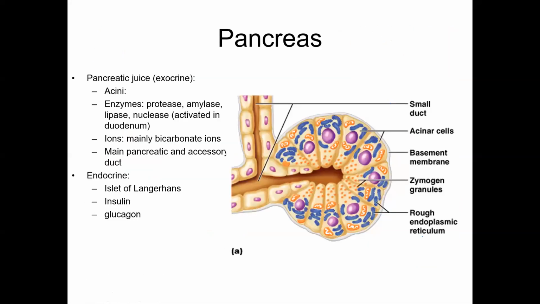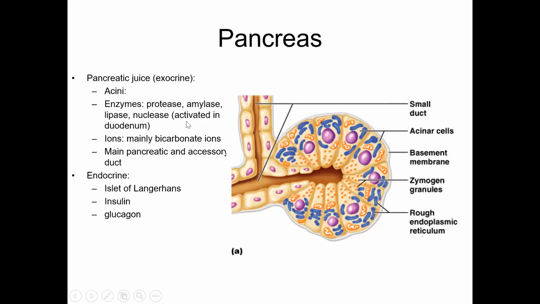So this is the enlarged exocrine structure of the pancreas. This is the gland, made by acinar cells. The cells make enzymes and bicarbonate ions, and then these enzymes will travel through the duct system to the small intestine.